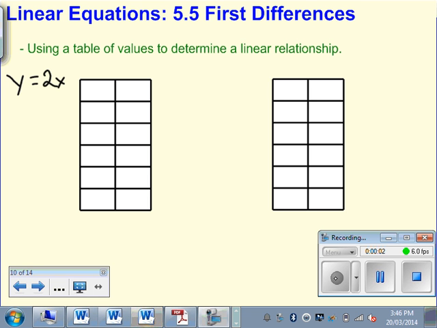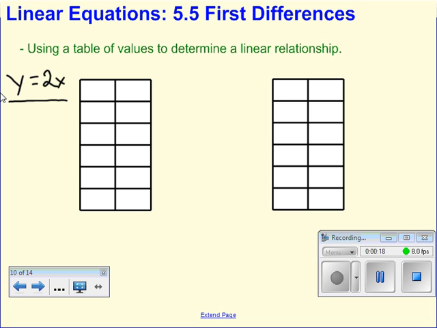In this lesson, we will explore first differences. In this, we are going to use a table of values to determine a linear relationship between two variables. Let's take, for example, this equation, y is equal to 2x.